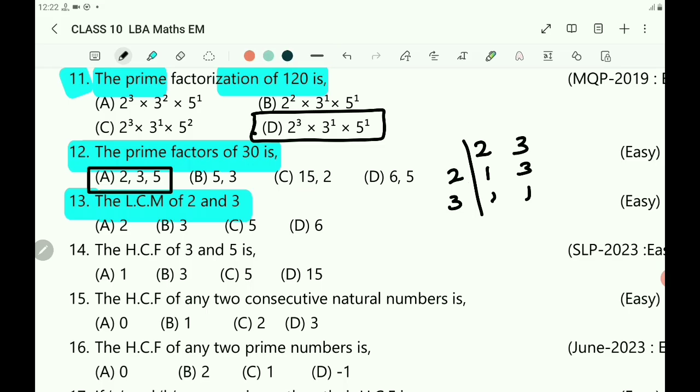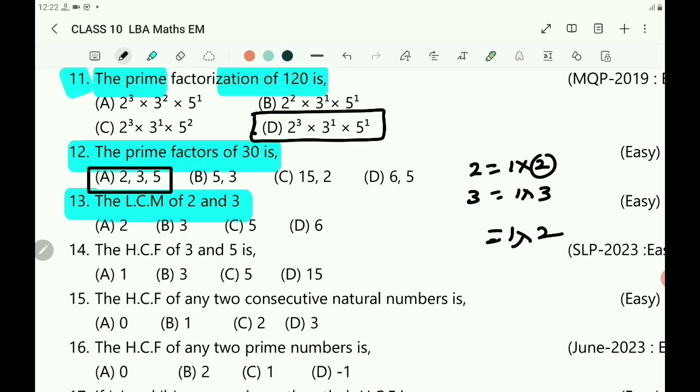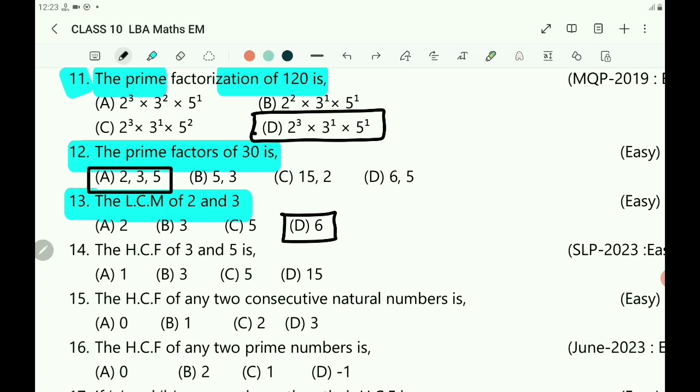One method. And also if you want to use the prime factorization method, 2 equals 1 into 2, 3 equals 1 into 3, and the common factor is 1, and from the remaining we have to take 2 and 3. The product becomes 1 into 2 into 3, which is equal to 6. You can use any one of the methods, but directly you can get it: as 2 and 3 are prime numbers, their product becomes the LCM. So what is the answer? Option D is the answer.